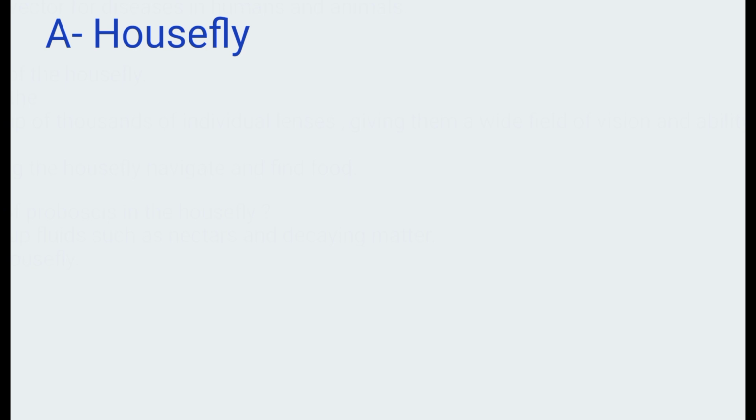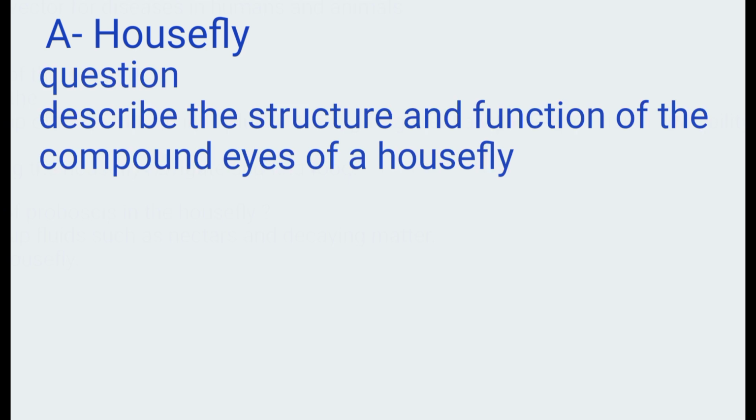Questions could come from housefly in the form of, A, describe the structure and function of the compound eye of the housefly. If we are asked that, of course it's simple to answer that. For the structure, compound eyes are large, prominent eyes made up of thousands of individual lenses, giving them a wide field of vision and ability to detect movement. For the function, they detect movement and changes in light, helping the housefly navigate and find food.